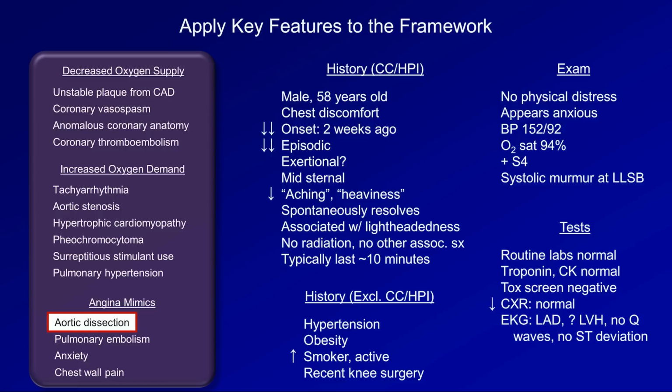Overall, although it's a don't miss diagnosis, I think we can rule out aortic dissection on the basis of the highly inconsistent history. And by the term ruled out, I mean the diagnosis is so unlikely that despite its severity if it's missed, it no longer merits further testing or further consideration.